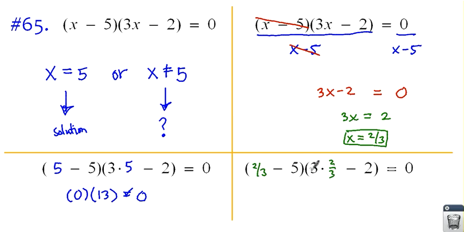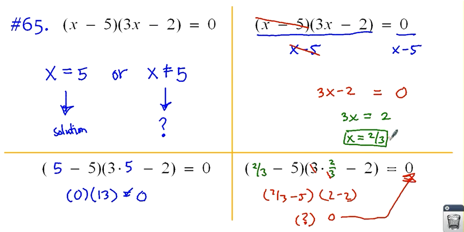3 times 2/3 is 2. And we get 2 minus 2 multiplied by 2/3 minus 5. And we're hoping the answer is 0. 2 minus 2 is 0. 2/3 minus 5 is something. And we know that 0 times that something is indeed 0.